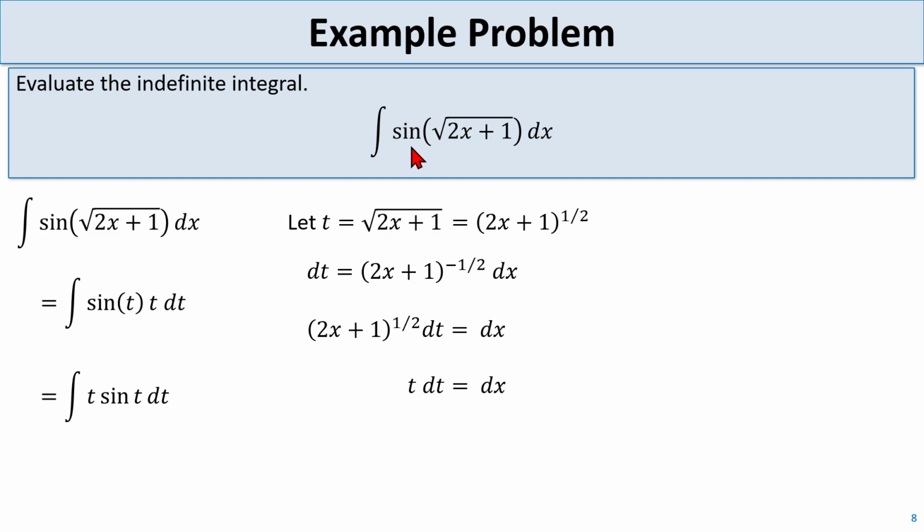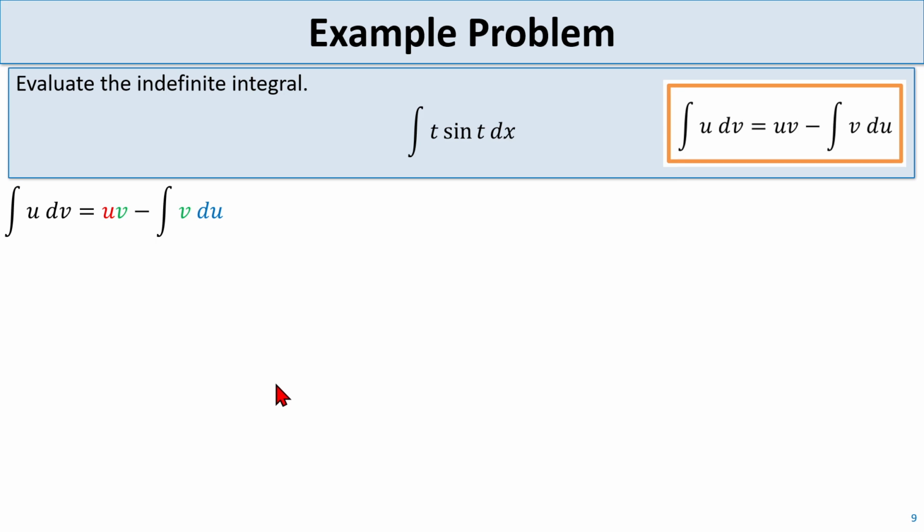So now, instead of this integral that we started with, we have an equivalent integral, one that looks a lot more like things that we've done the integration by parts method on. And so now we're going to use integration by parts to evaluate this integral. So we're integrating t times sine of t. This should say dt, not dx. And we need to start by figuring out what we're going to set u equal to in the integration by parts method.